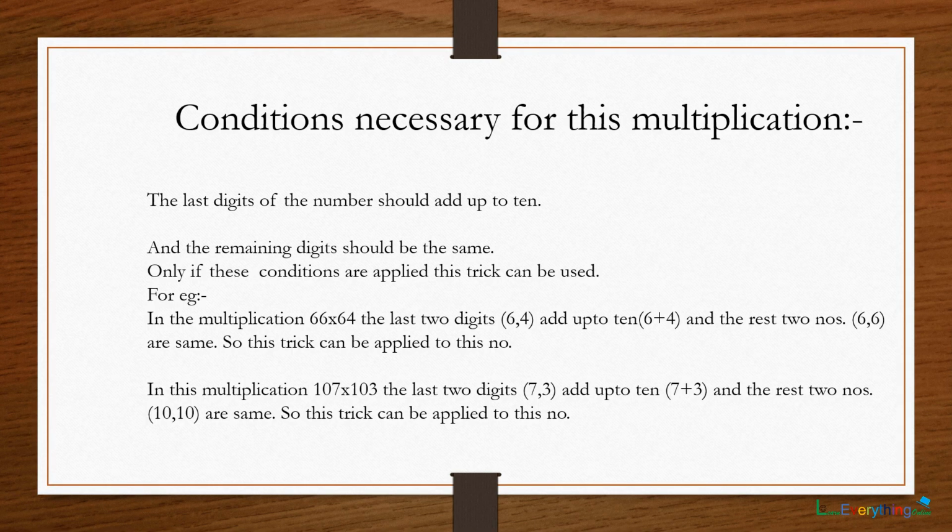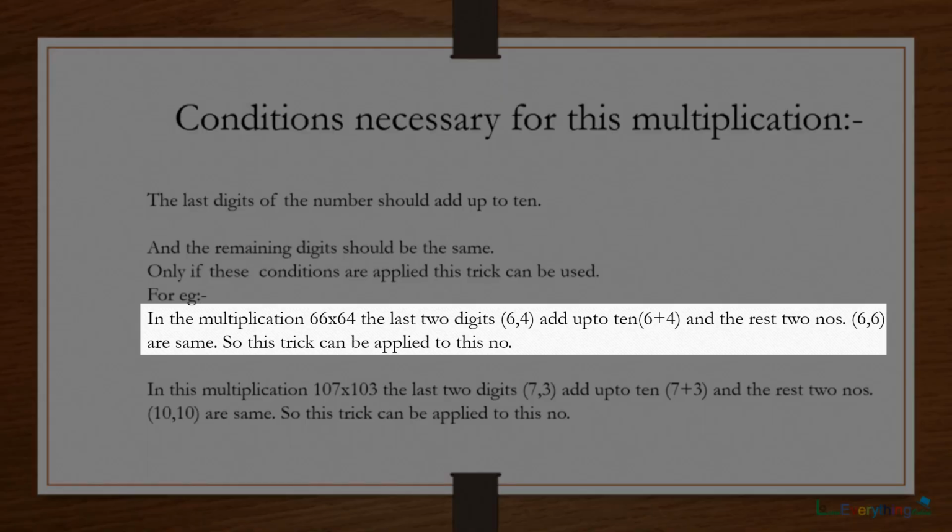Say for example, let's take 66 into 64. In this number, both the numbers in the units place, that is 6 and 4, add up to 10, and both the other digits, that is 6 and 6, are the same. So this trick can be applied for this combination of numbers.